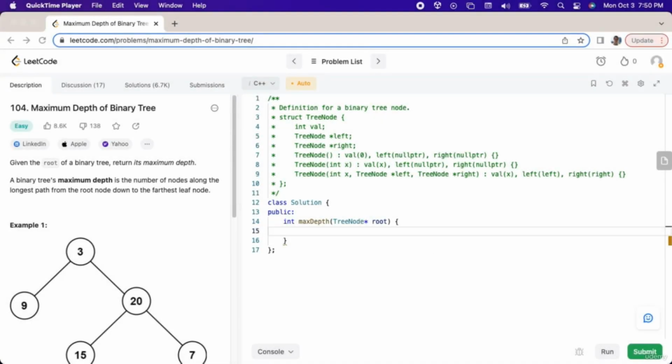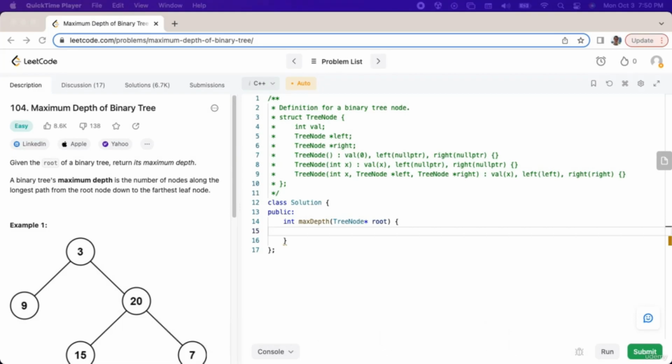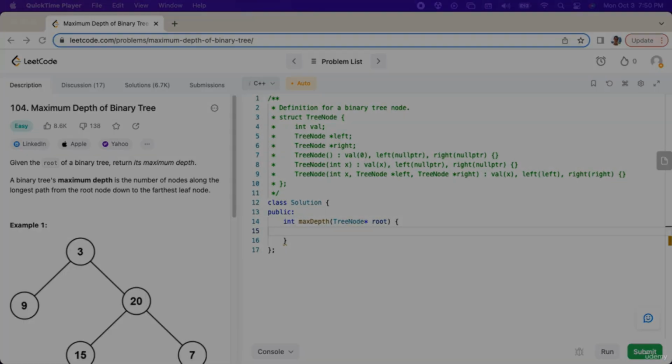In this video, we will look at the maximum depth of binary tree question and plan an algorithm we can use to solve it. The problem poses the question: given the root of a binary tree, return its maximum depth. Furthermore, we are told that a binary tree's maximum depth is the number of nodes along the longest path from the root node down to the farthest leaf node.